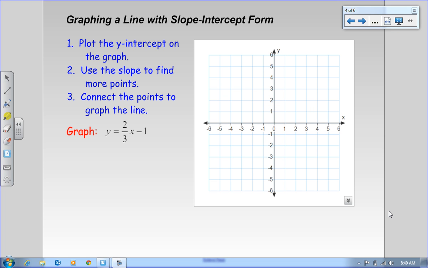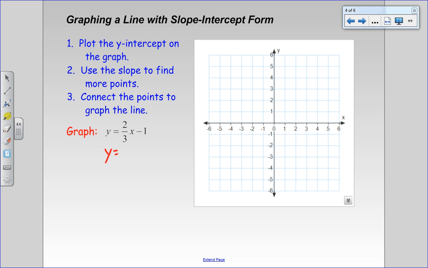There is a simple three-step process that can be used to graph the equation of a line that is written in slope-intercept form. First, we plot the y-intercept on the graph. Next, we use the slope to find more points. And finally, we connect the points to graph the line. Let's look at the example y equals 2/3 x minus 1.